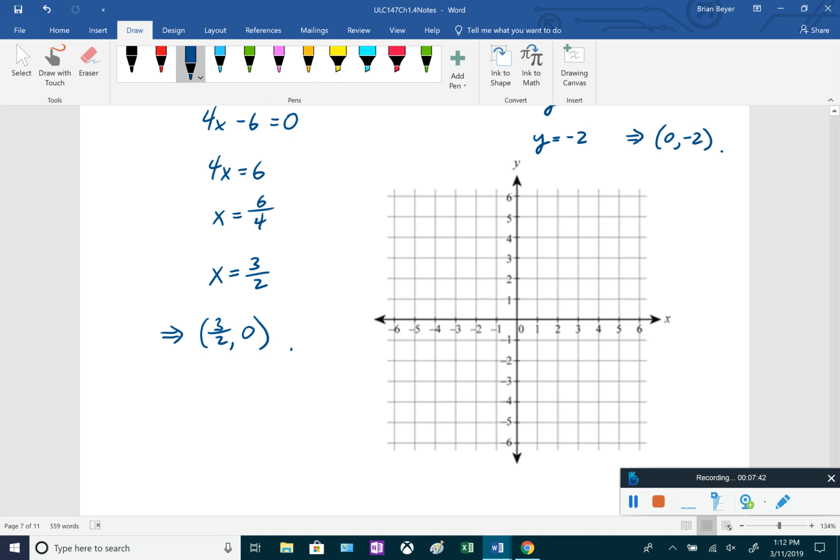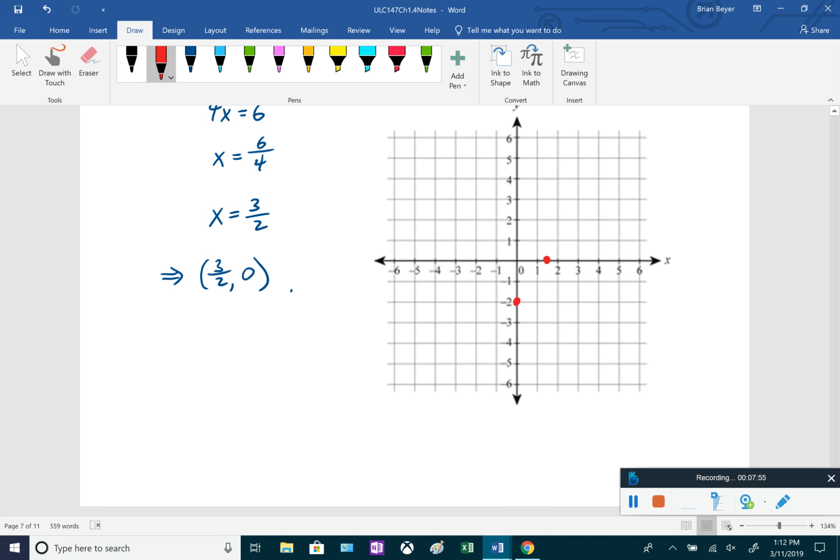So let's plot these 2 points here. We have 0, -2, and 3/2, comma 0. 3/2 is going to be 1.5, so that's right here. And then we connect them. And this is our graph of this linear equation. Labeling it.